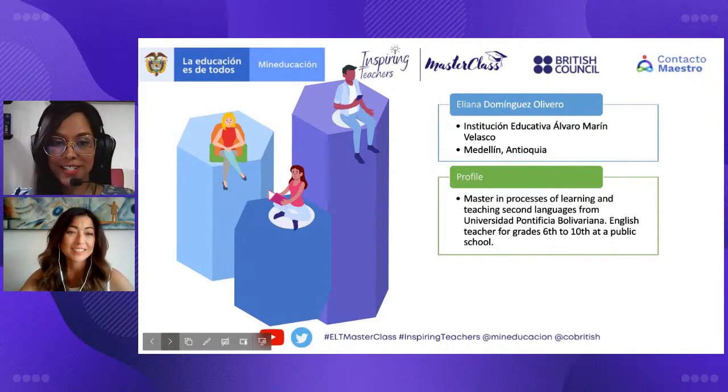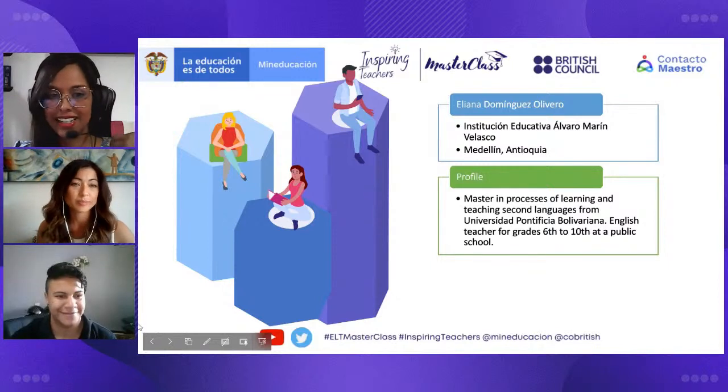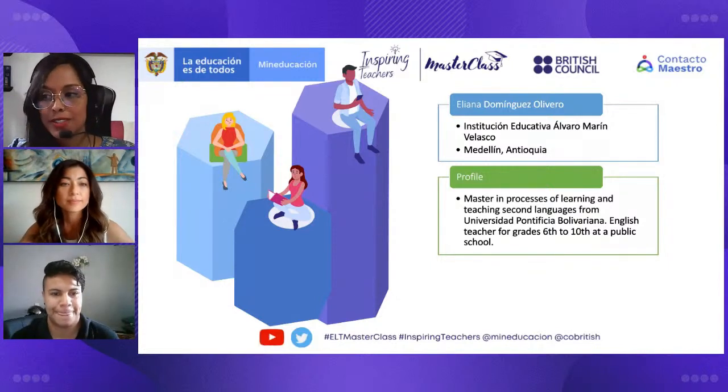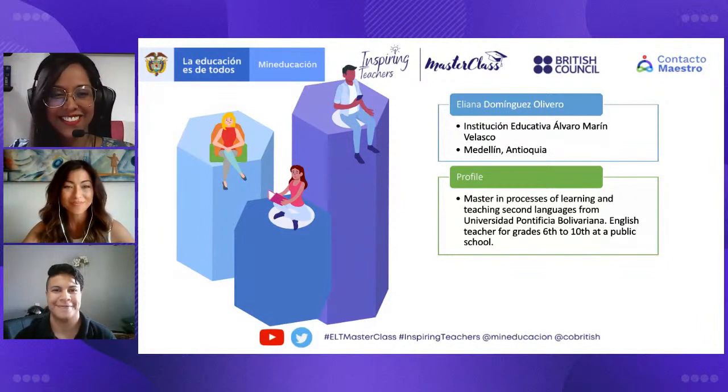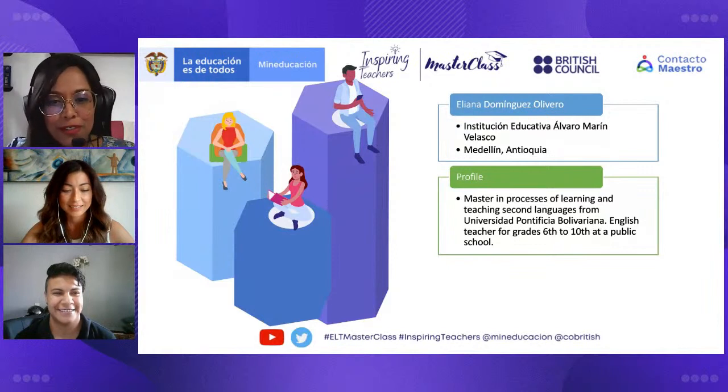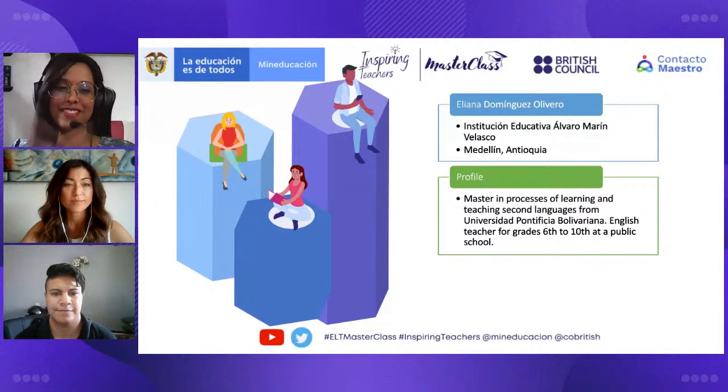And we have just one more teacher with us today. So our final teacher is Eliana Dominguez. Eliana is from Institución Educativa Álvaro Marín Velasco here in Medellín, where I'm also at. So we're neighbors. And part of your profile, we have that you have a master in processes of learning and teaching second languages from Universidad Pontificia Bolivariana. You're an English teacher in grades 6th to 10th at a public school. Welcome to the session, Eliana. Thanks a lot for having me here. I'm really glad to help you and to learn. I'm eager to learn about this program. Wonderful to have you.